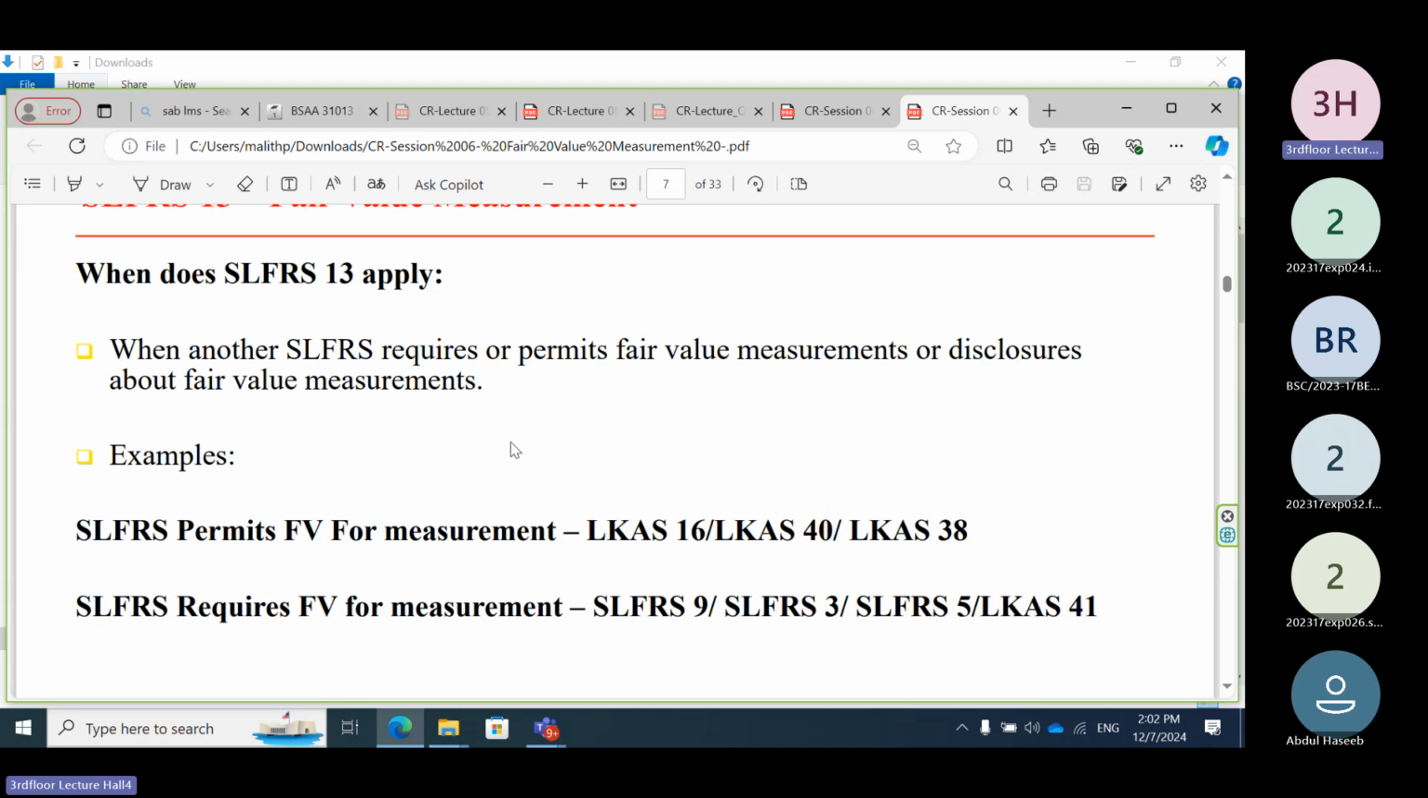Whatever the asset, you need to understand the asset's features and cash flow patterns, and accordingly you have to decide on your measurement basis.